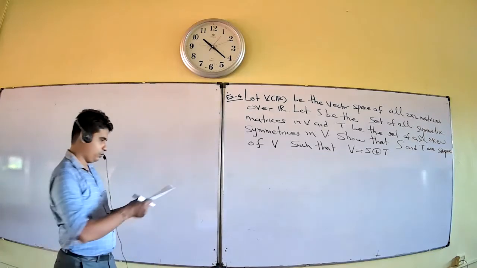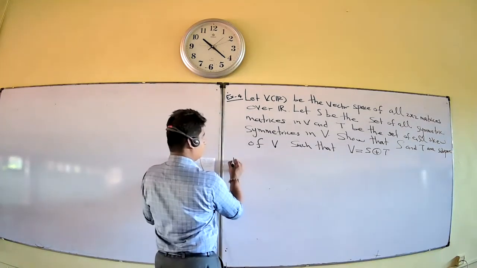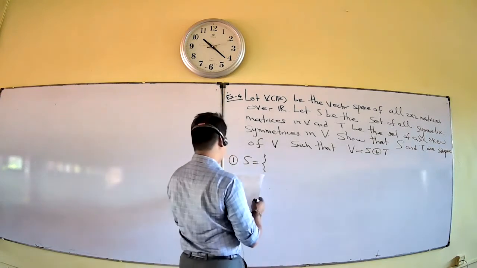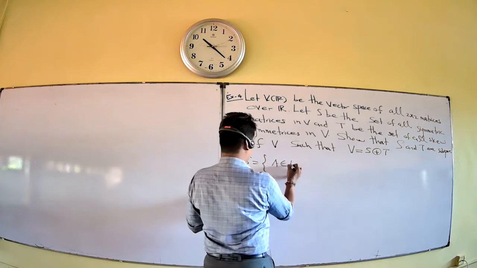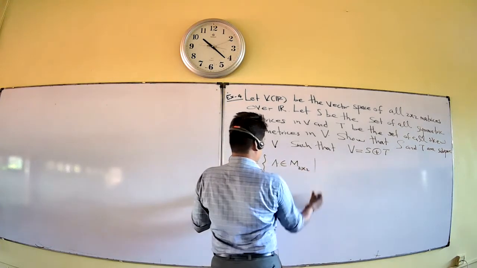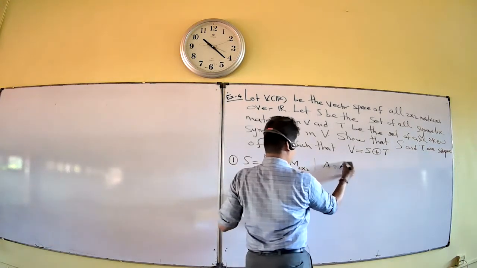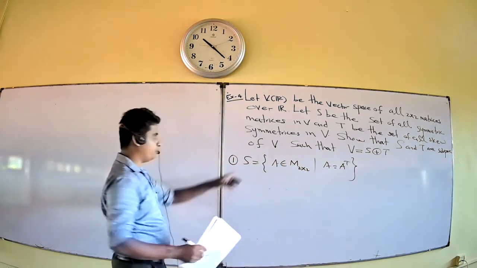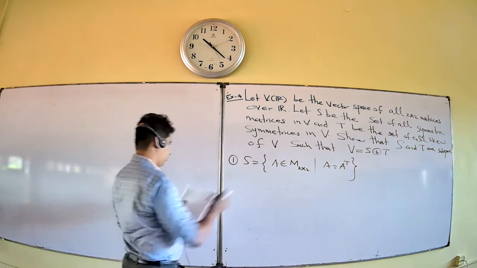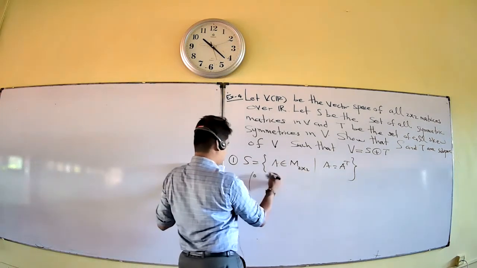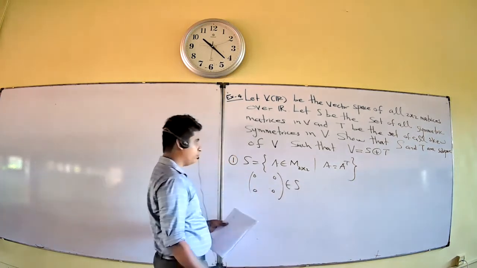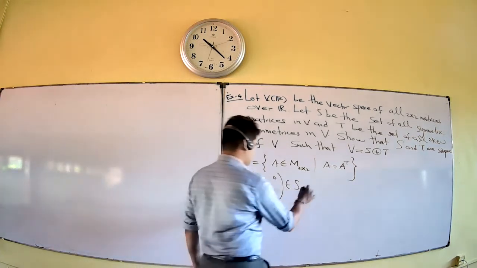So for this question, first you want to define the set S. S is the set of all symmetric matrices. Therefore, you take A belonging to M2 (2 cross 2 matrices) and A equals A transpose. It is the condition for symmetric matrices. First, you want to show that it is a subspace. Okay, so the 0 matrix belongs to S. For the 0 matrix, again A equals A transpose. Therefore, S is not an empty set.